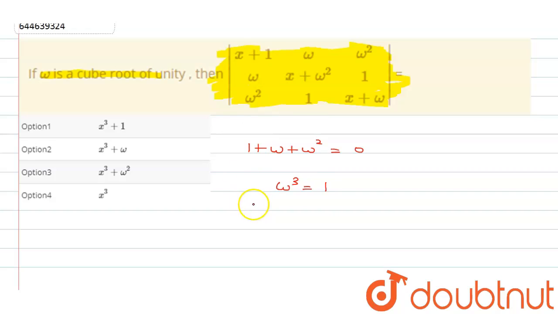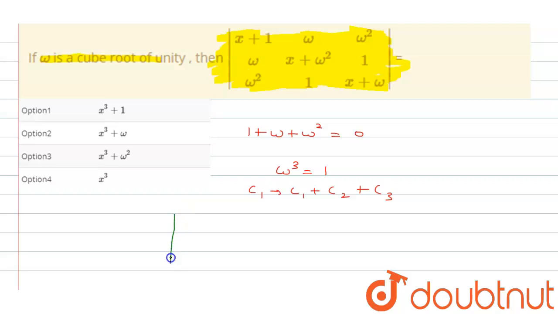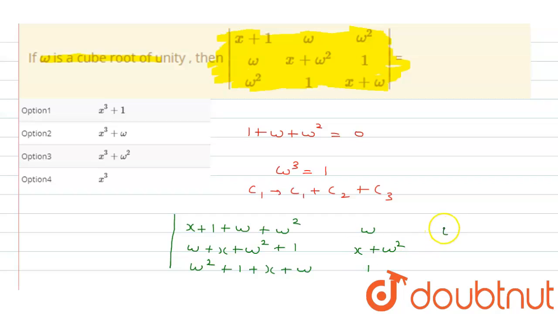Now see, if I apply one operation over here, if I write column 1 as C1 means column 1 plus C2 means column 2 plus column 3. Now apply this operation over here. We got x plus 1 plus omega square, omega plus x plus omega square plus 1, omega square plus 1 plus x plus omega, and here we got x, omega, x plus omega square, 1, here is omega square, here is 1, and here is x plus omega.